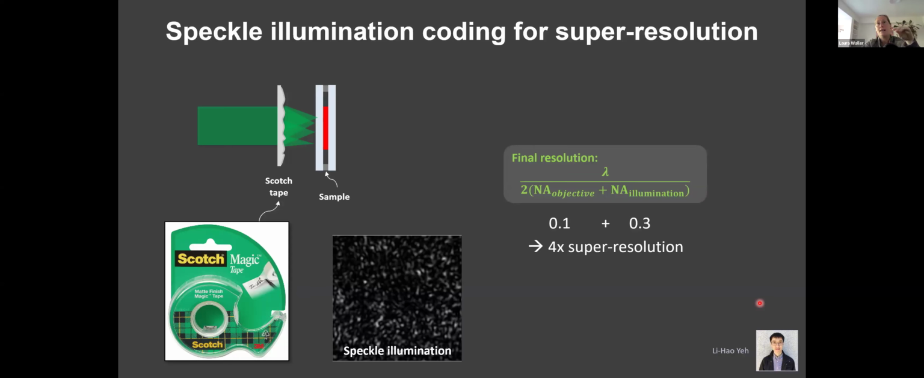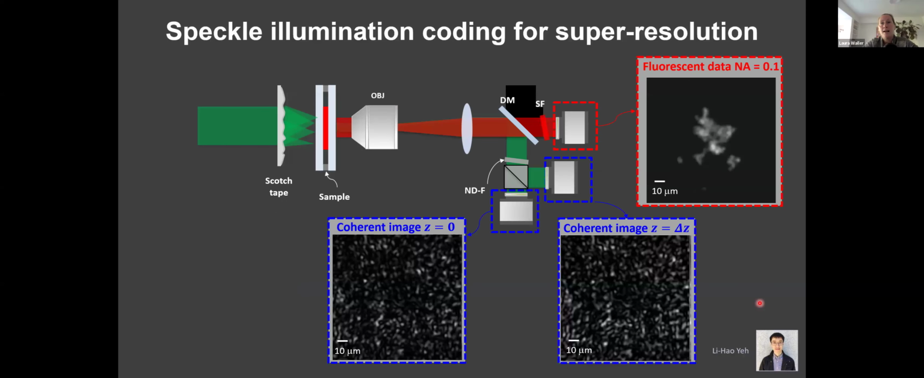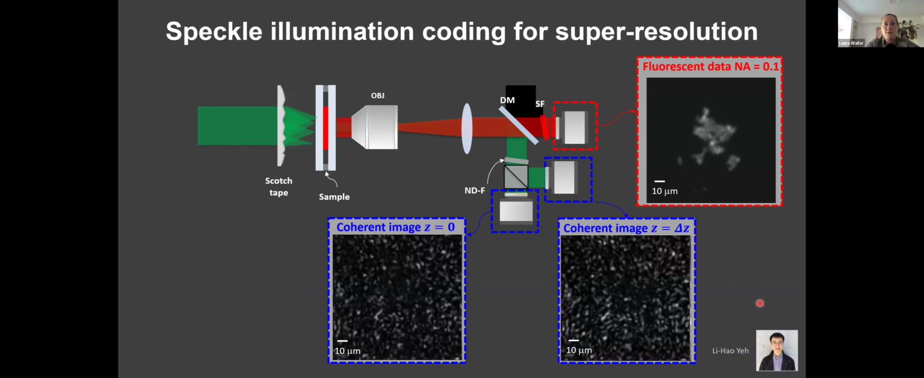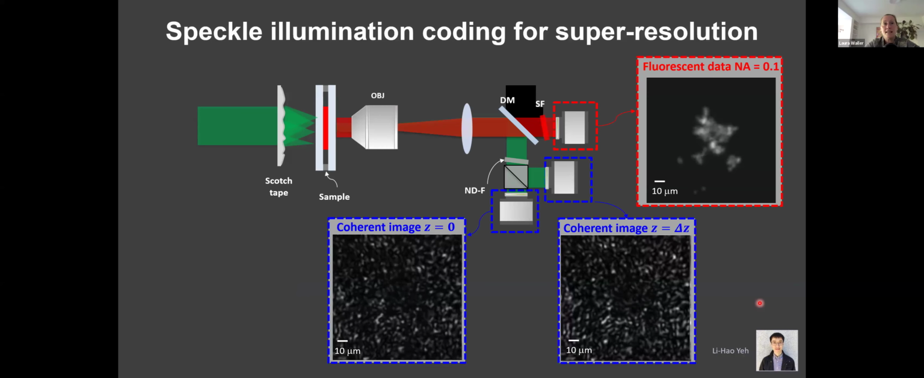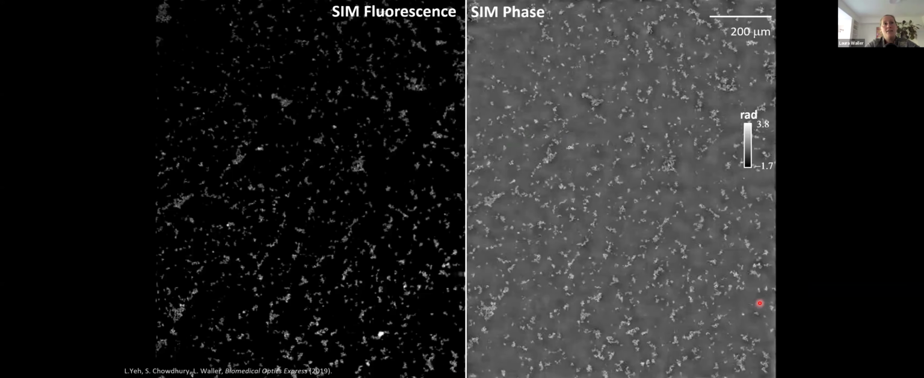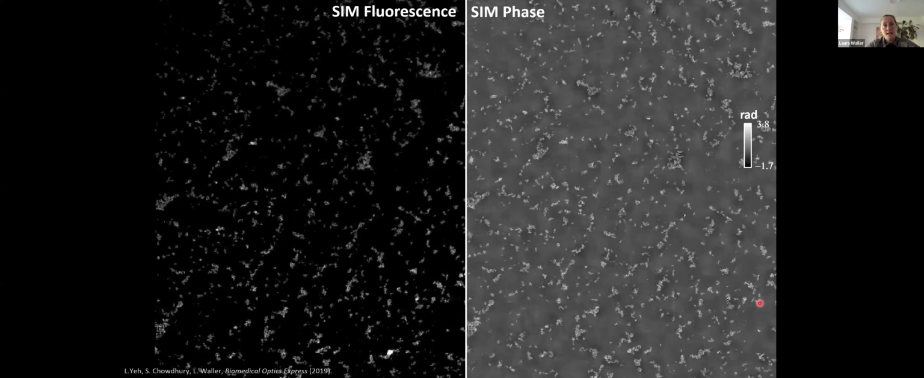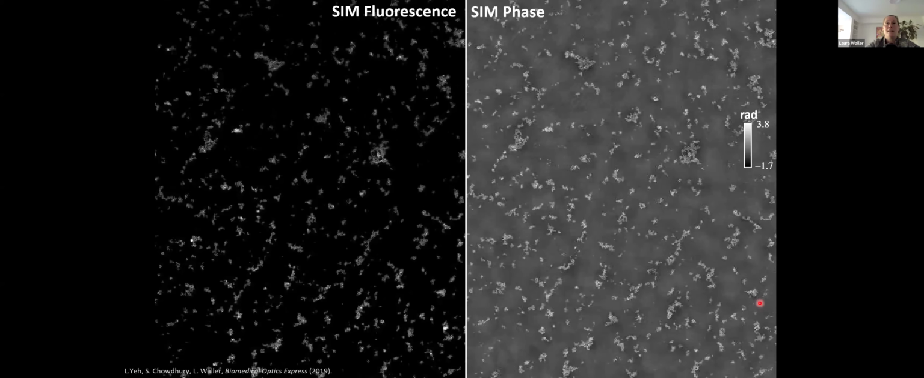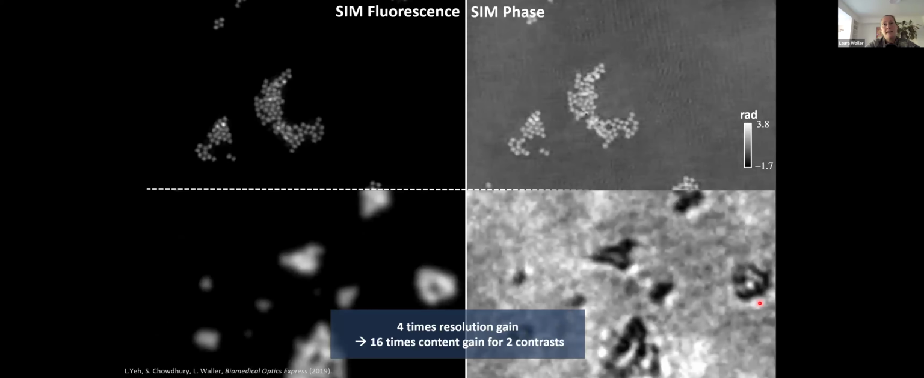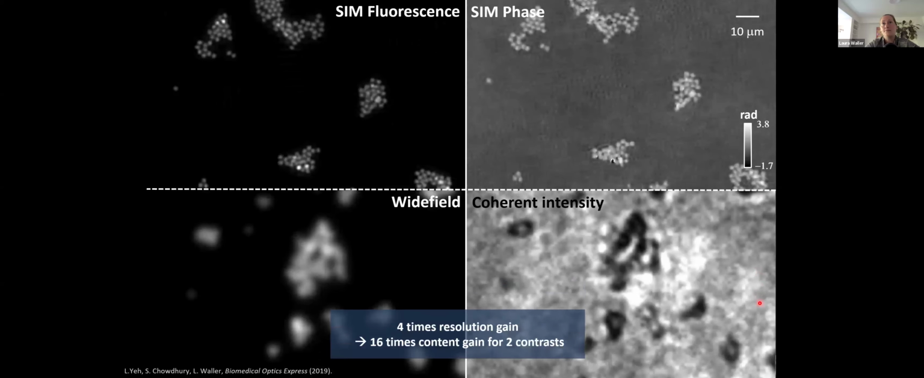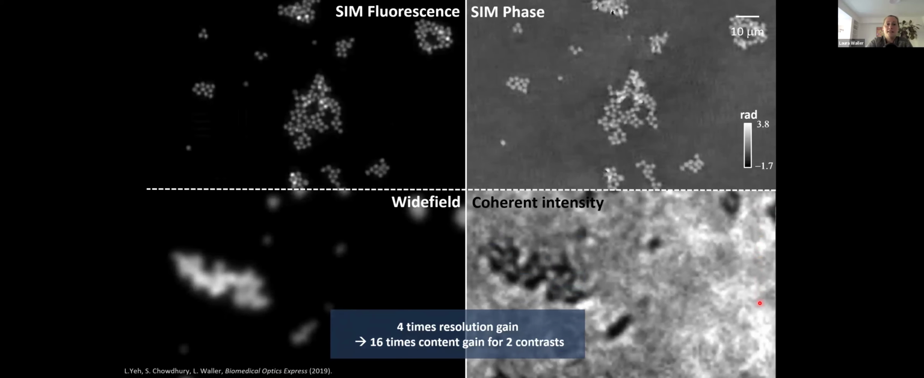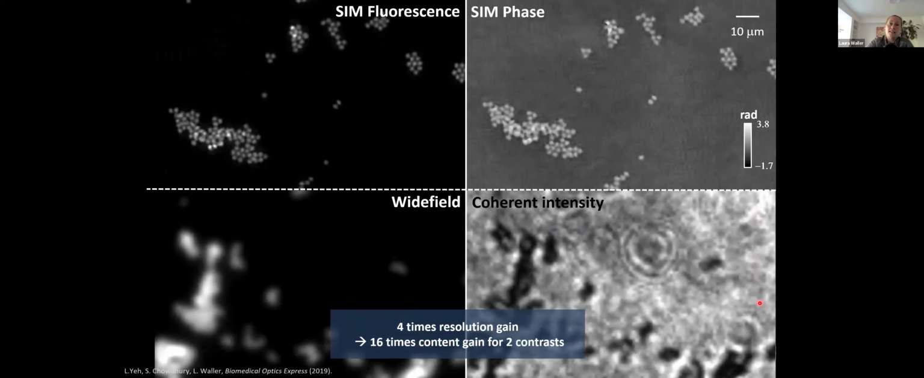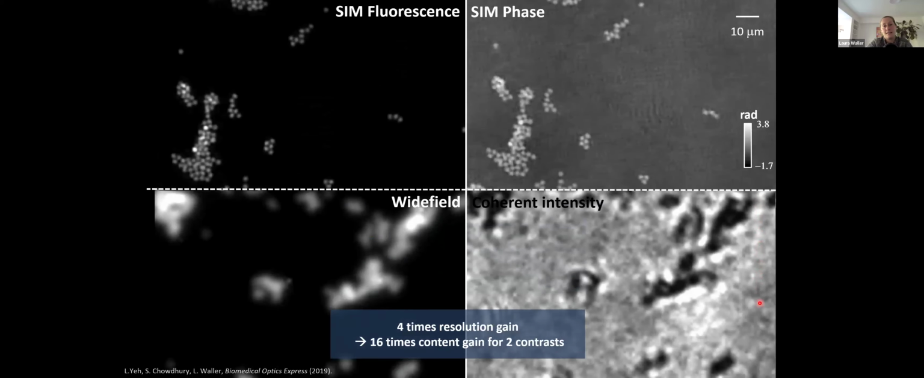So we started with a 0.1 NA objective and we built it out 4x super resolution to 0.4. So it's not like beyond the diffraction limit of half a wavelength. We had a couple different cameras so we could collect phase and fluorescence information and do the super resolution. This is what the raw data looks like. It's just a bunch of speckle patterns. And then you can resolve these beads, which have both a phase component and a fluorescence component, and you can get this 4x better resolution. Since it's 4x better in each dimension, you actually get 16 times higher content gain, and you have two contrasts because you have phase and fluorescence.